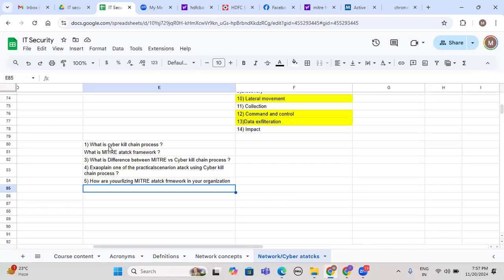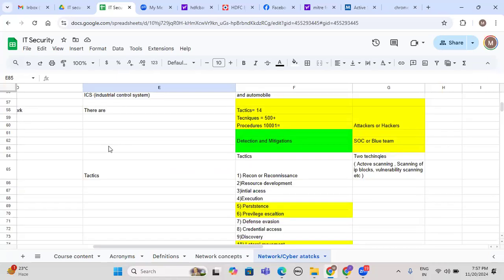I'm repeating once again. The cyber kill chain process is mainly about how the attacker will do hacking, and the Mitre attack framework covers not only how the attacker will do hacking, but also provides detection and mitigation mechanisms as well. Okay, so that's all about these two frameworks.